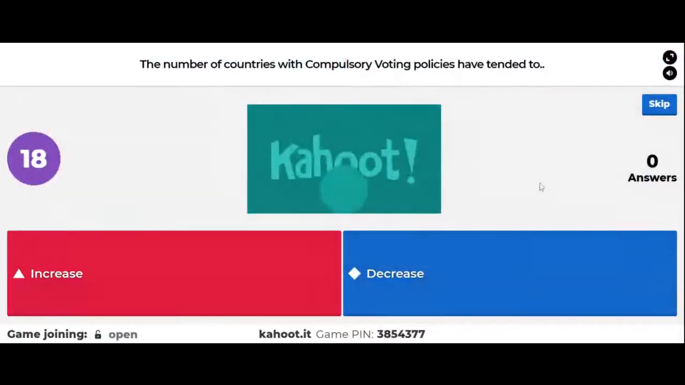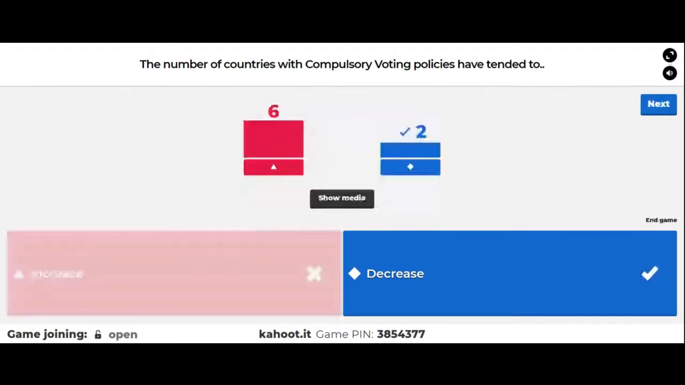Oh, I didn't say this in the lecture. You're going to have to guess here. Yeah, that one's on me. I didn't tell y'all this. So on average, over the last few years, the number of countries with compulsory voting policies has actually been decreasing. A lot of countries that have had them for a long time have decided to abolish that policy.